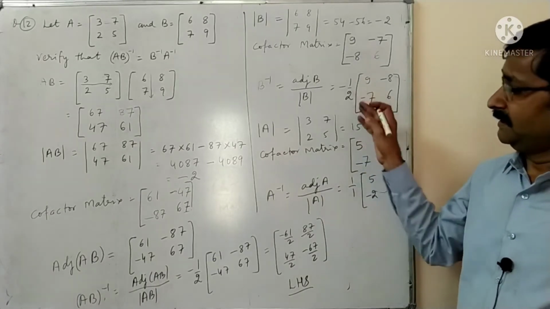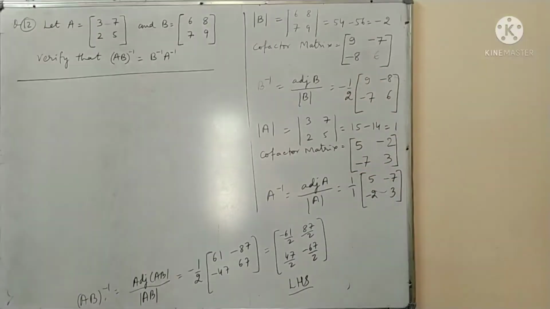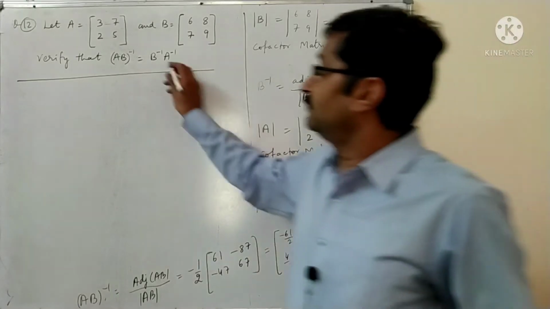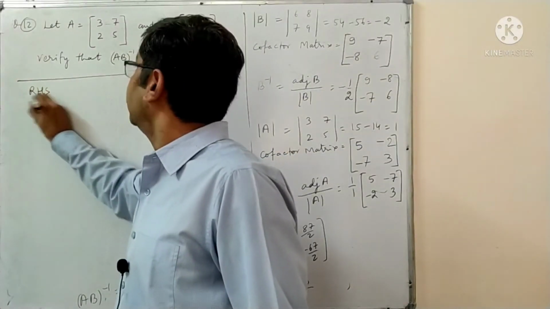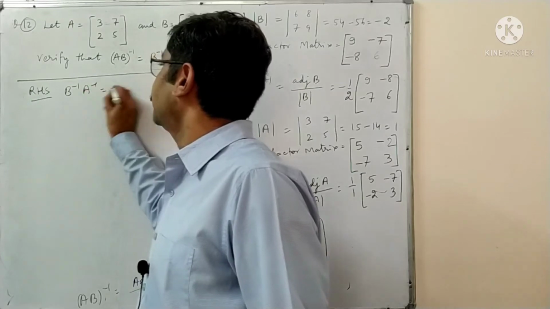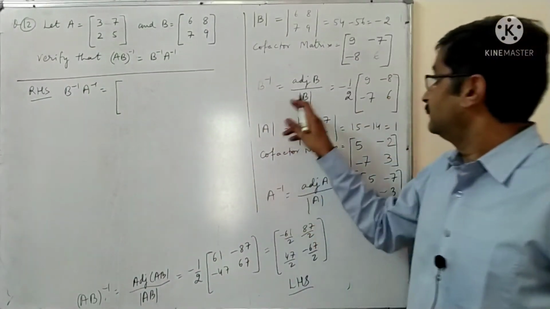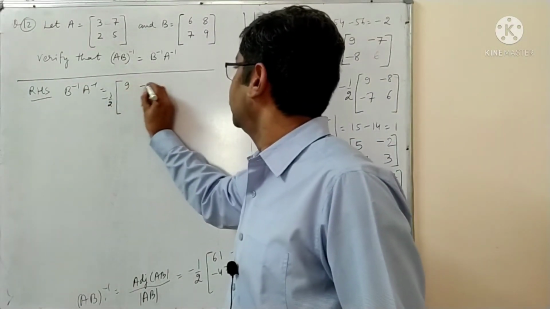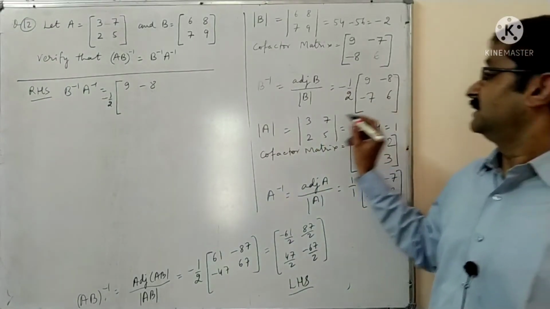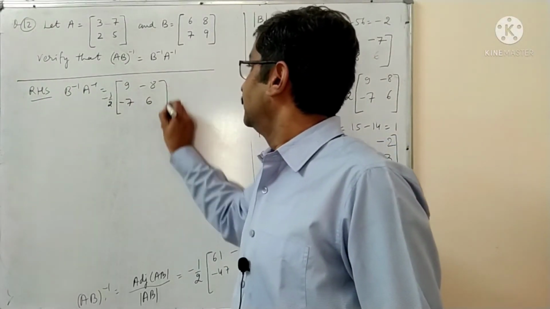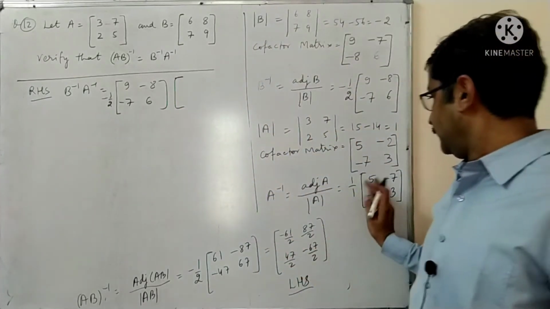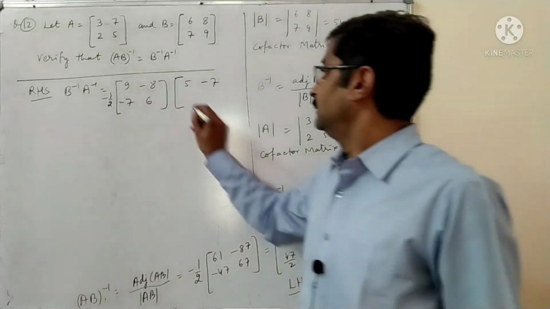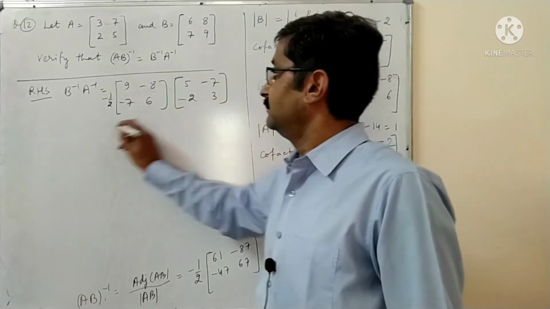Now we have to multiply B inverse into A inverse. Look at this. B inverse and A inverse are already found, and now you will do the right hand side. In the right hand side you can write B inverse and A inverse. So first you write B inverse. B inverse we get minus 1 upon 2 times the matrix 9, minus 8, minus 7, 6, and A inverse we get 5, minus 7, minus 2, 3. Okay, now you do the product.